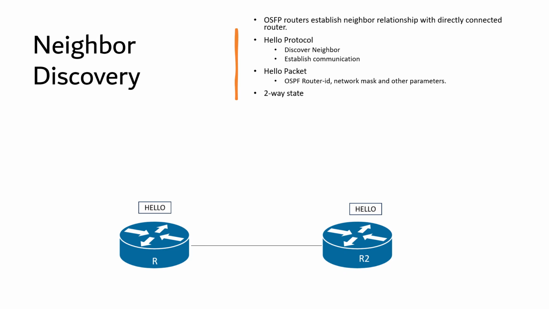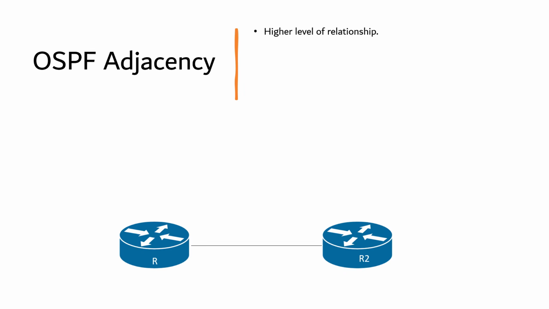During this two-way state, the routers agree to become neighbors and proceed to the next phase, that is the adjacency phase, which is to exchange the data. One purpose of forming an OSPF neighbor relationship is to allow the two neighbors to exchange their databases. So the next topic we'll discuss is OSPF adjacency.